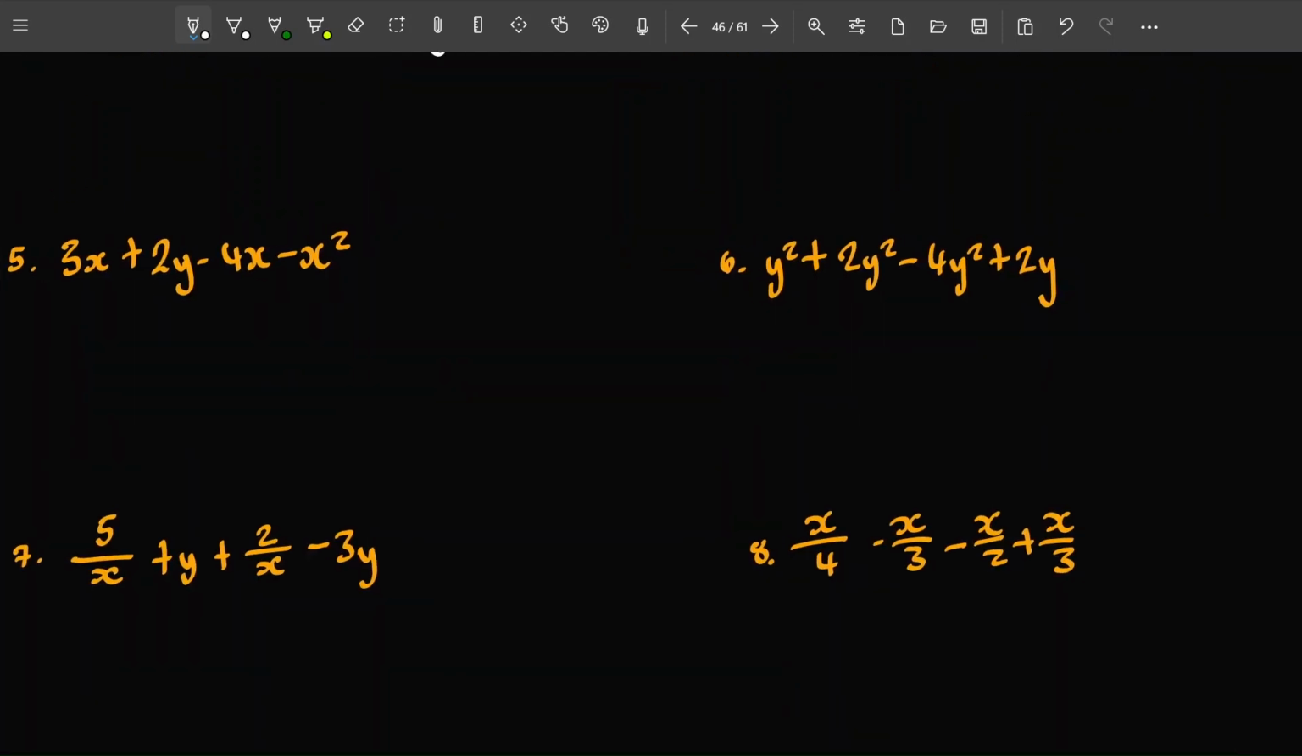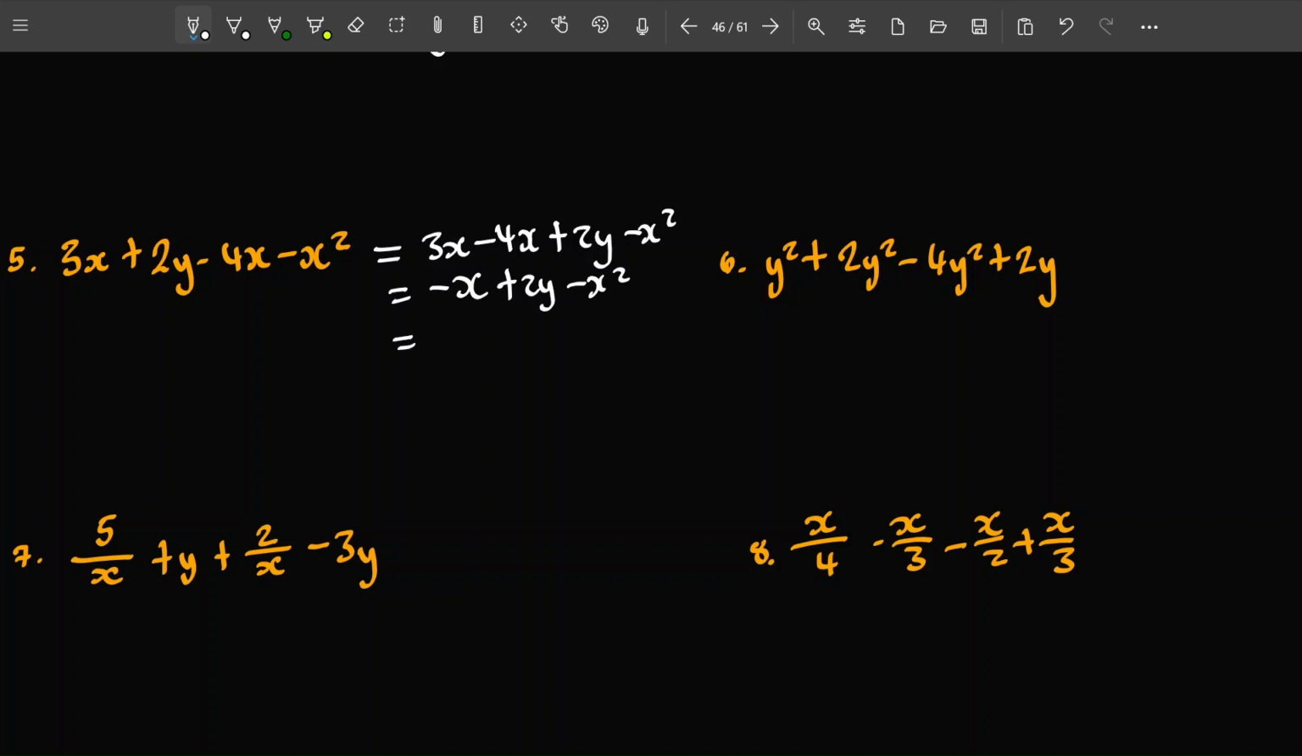Number 5. 3x plus 2y minus 4x minus x squared. What is this equal to? Well, I'll group like terms. 3x minus 4x plus 2y minus x squared, right? 3x minus 4x, I'll work with the numbers. 3 minus 4 is negative 1. Of what? Of x, which I'll just write as a negative x. Then anything for y? No, plus 2y. Anything for x squared? No, minus x squared, right?